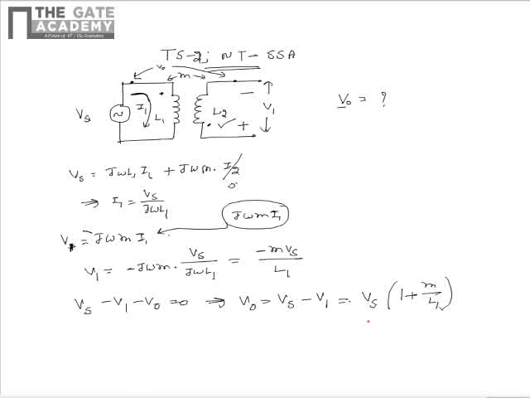Hence, the correct option representing the voltage VO is C, because it corresponds to a VO of Vs into 1 plus M divided by L1. Hence, the correct option is C.